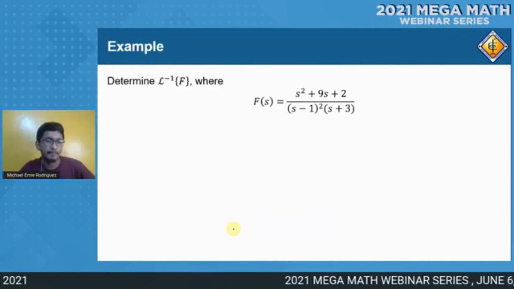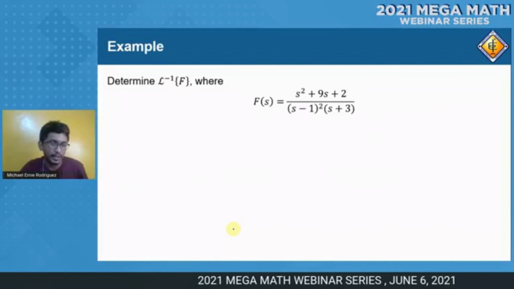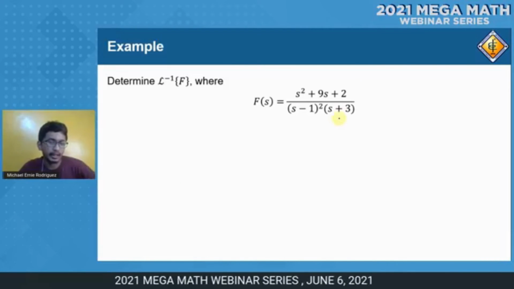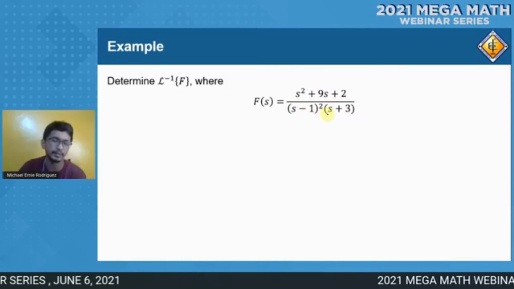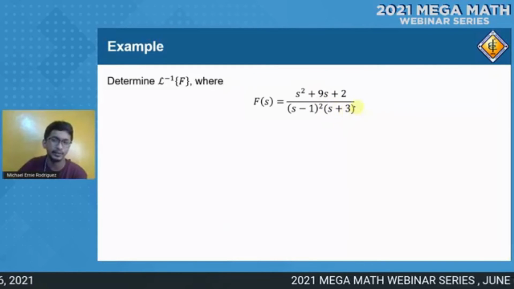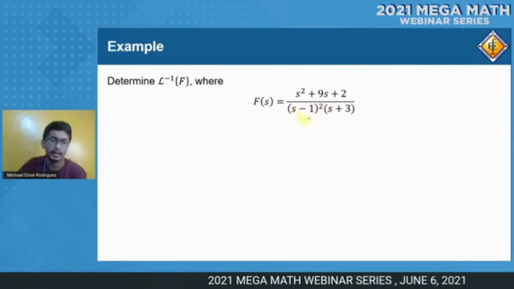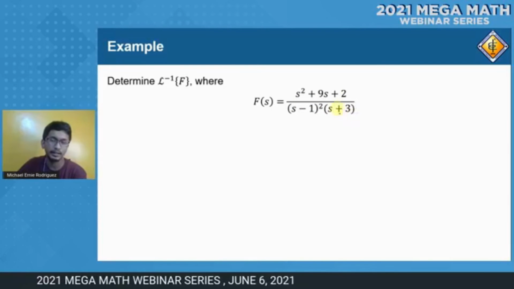So ito namang isa, second example natin, is second case. So we have naka-factor na to. So we have s minus 1 squared times s plus 3. So this is case number 2. Meron kang repeated. And then meron ka rin isa dito na distinct, di ba?